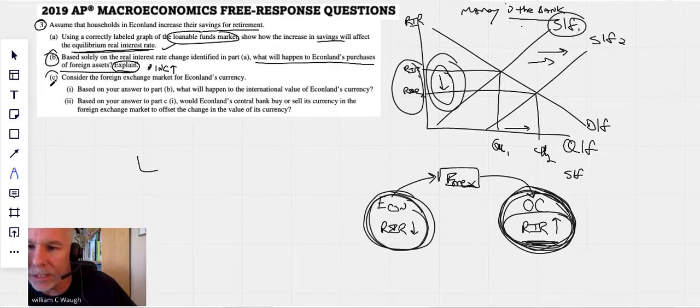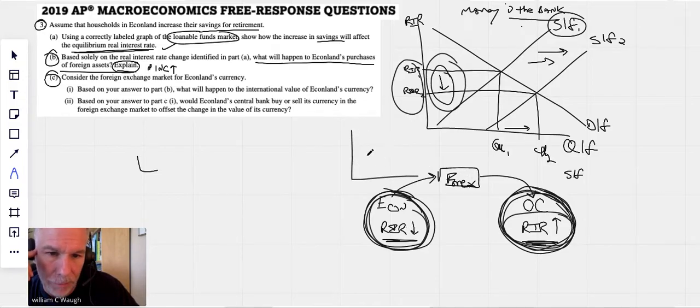All right, C now, definitely foreign exchange. Based on your answer to part B, what will happen to the international value of Econoland's currency? So this goes back to the foreign exchange question. If Econoland citizens are taking their cash and moving it out of Econoland due to that lower real interest rate, they're dumping their currency into the Forex. As they dump their currency into the Forex, the supply of Econoland's currency in the Forex increases, and this is driving down the value.